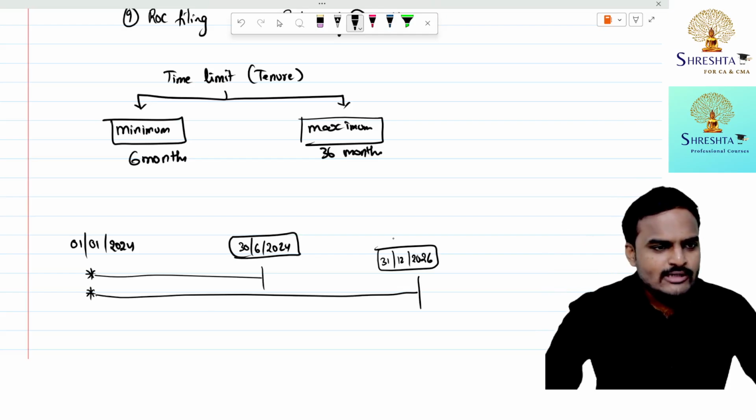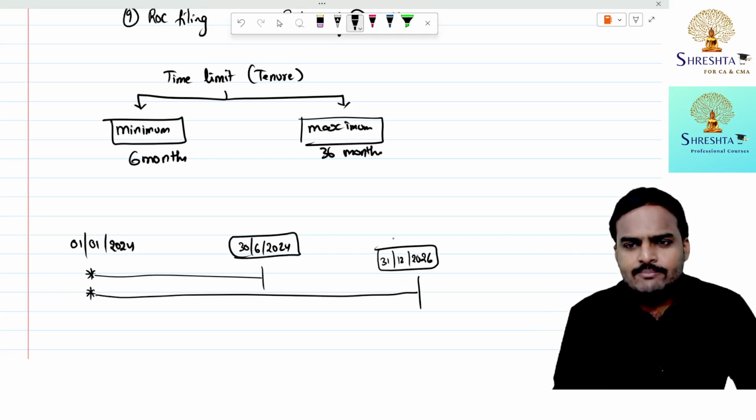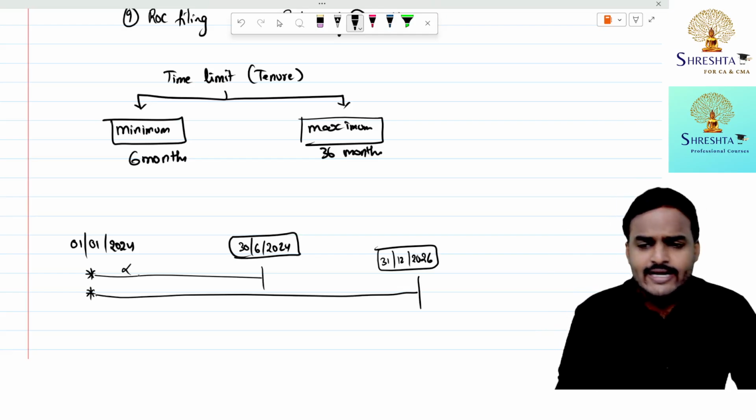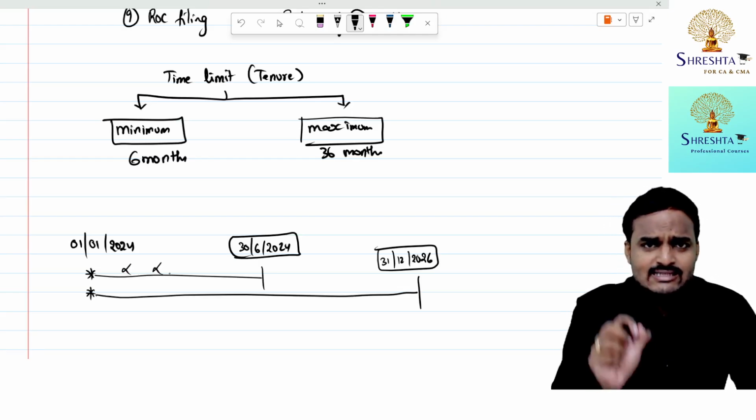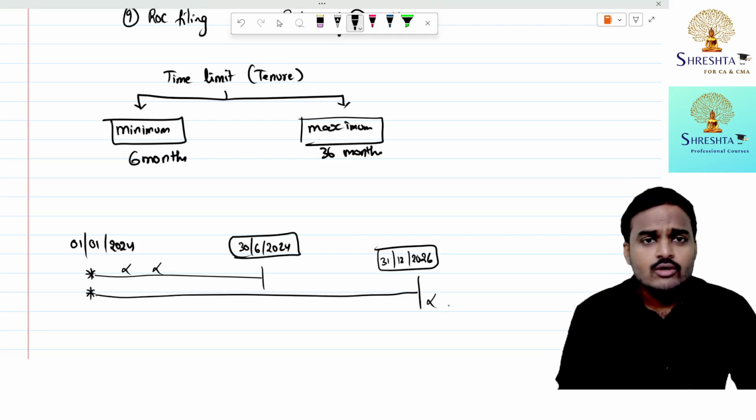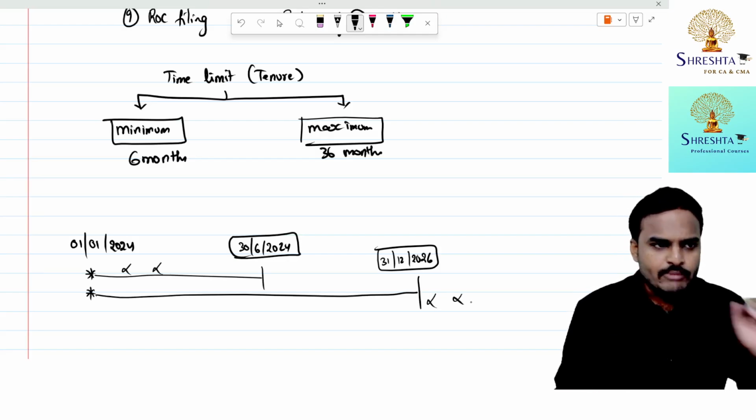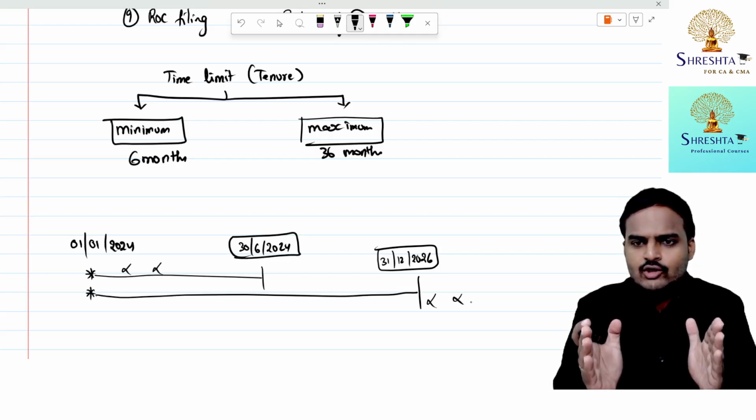Are you all getting my point, students? Sir, can a company accept deposits for 1 month? No. For 2 months? No. Can a company accept deposits for 4 years? No. Can a company accept deposits for a period of 6 years? No. So minimum tenure 6 months, maximum tenure 36 months.